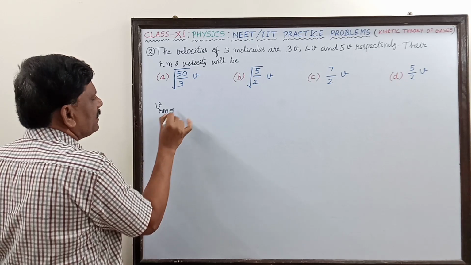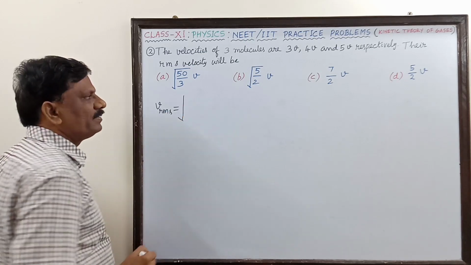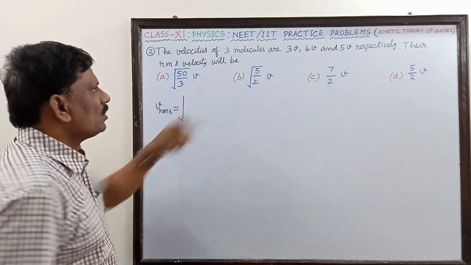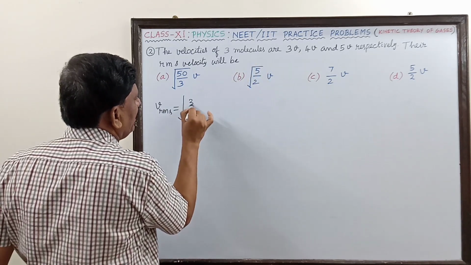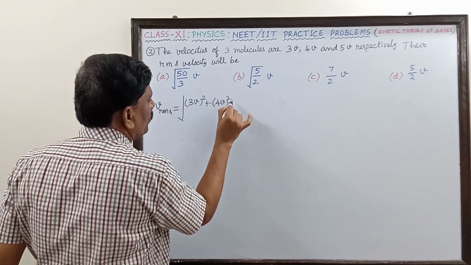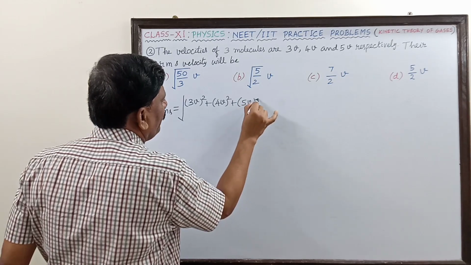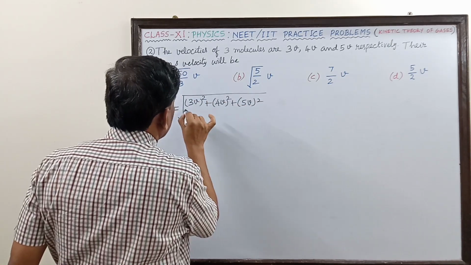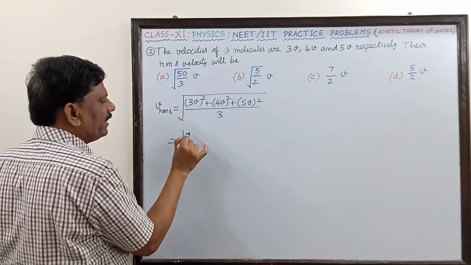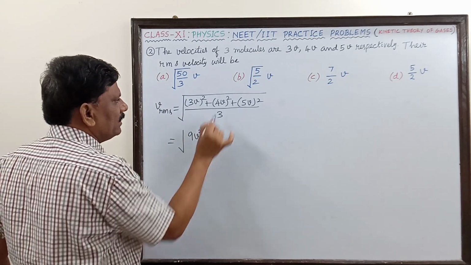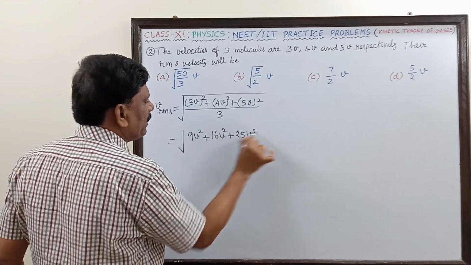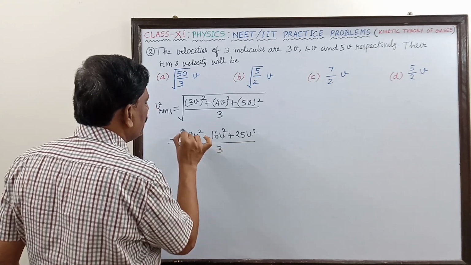V_RMS is equal to the square root of... we have to add the squares of their velocities, is it not? So this is 3v squared plus 4v squared plus 5v squared, whole divided by 3. So this is equal to 3 3s are 9v squared plus 16v squared plus 25v squared, divided by 3.